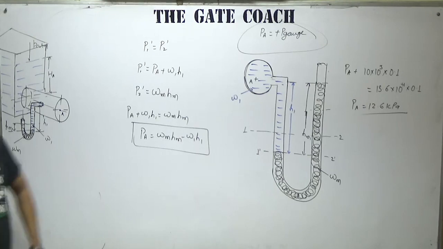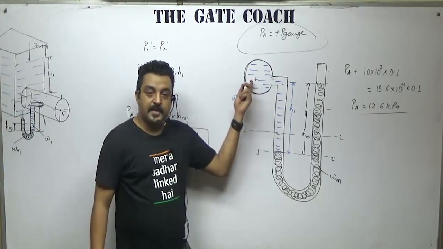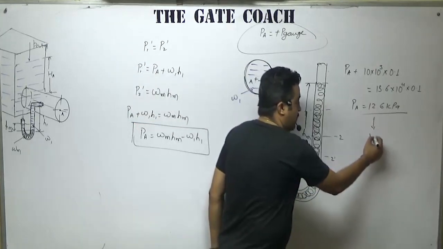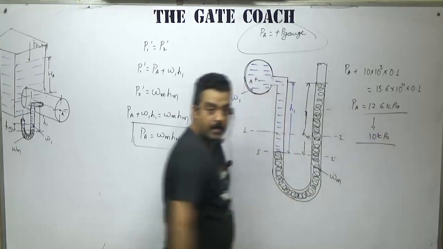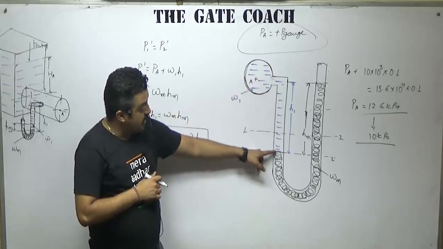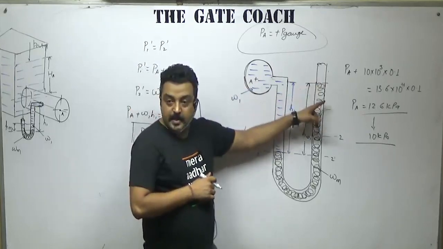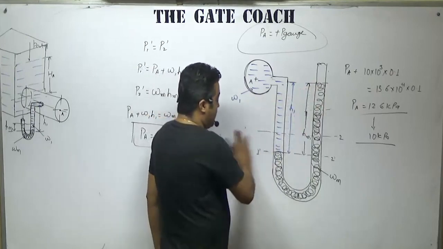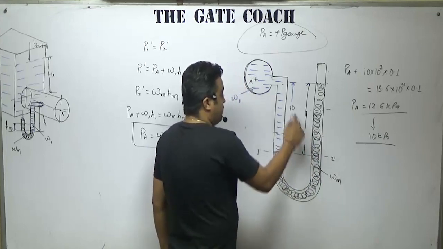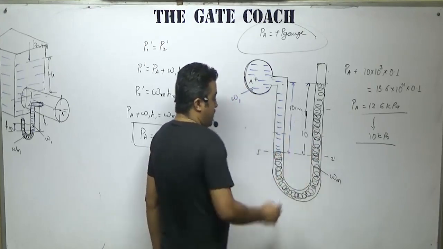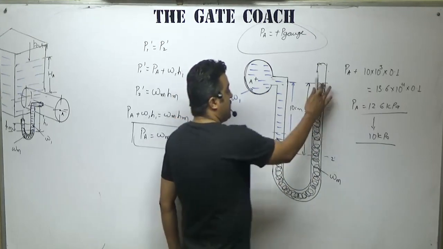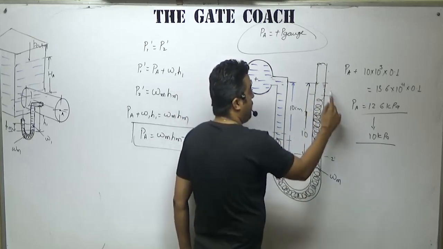Okay, now. We are saying in the second part, the pressure at the point A is going to be decreased up to 10 kilopascal. So here the pressure reduces. If the pressure reduces here, this level is going to increase on this side and decrease on the other. If this is 10 centimeter initially, there is an x increment here, so there is an x decrement in this one.